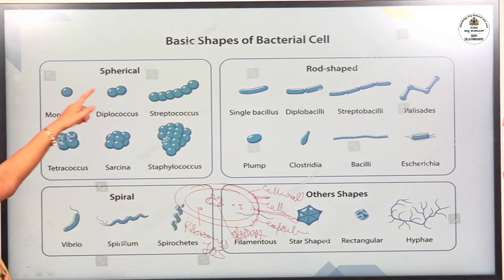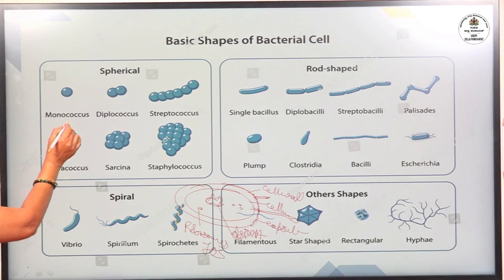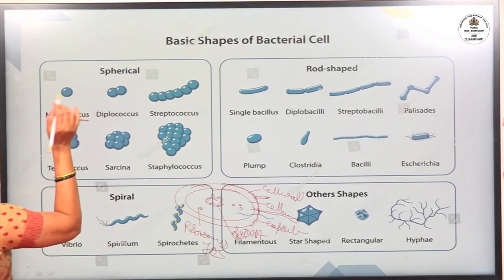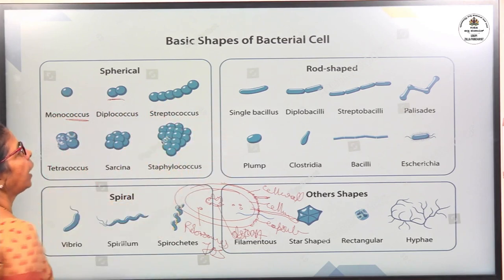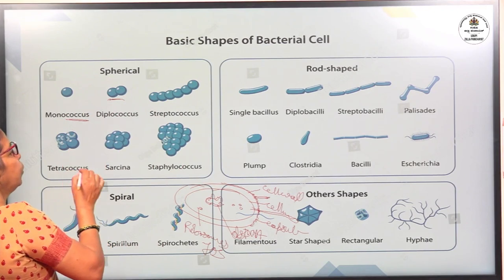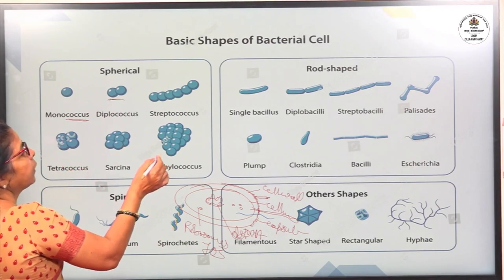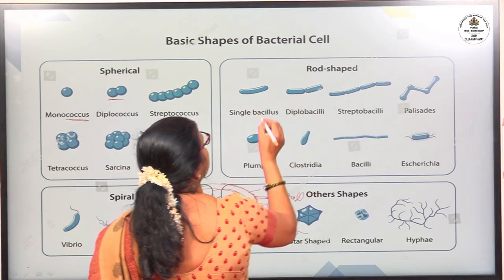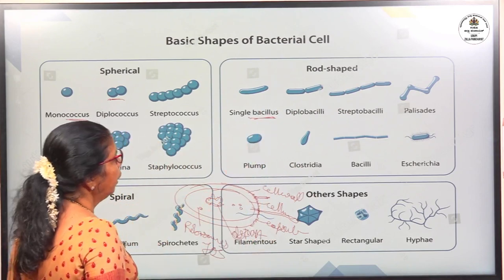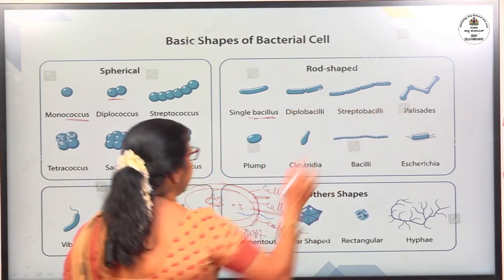Even they are classified into different groups based on their shape. If they are spherical, then they are said to be cocci or coccus. If they are one unit, monococcus, two diplococcus, forming chains of individual cells, streptococcus, then tetracoccus, sarcina, and staphylococcus, like a cluster of grapes. Then if it is rod shaped, it is said to be bacillus. Based on the number of units, they are classified further.